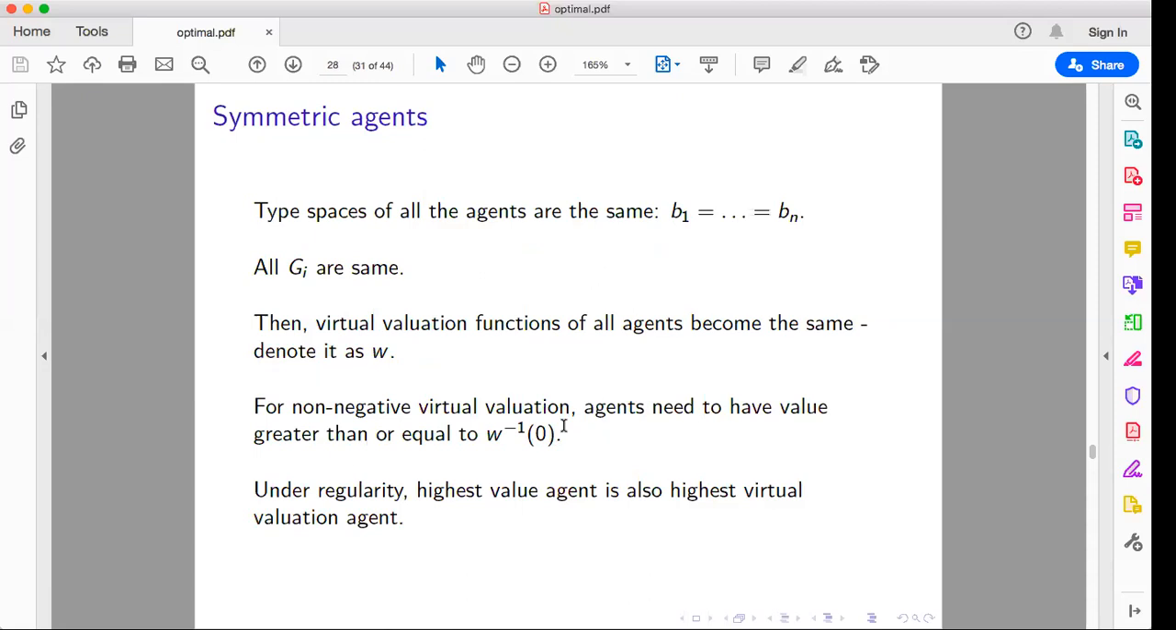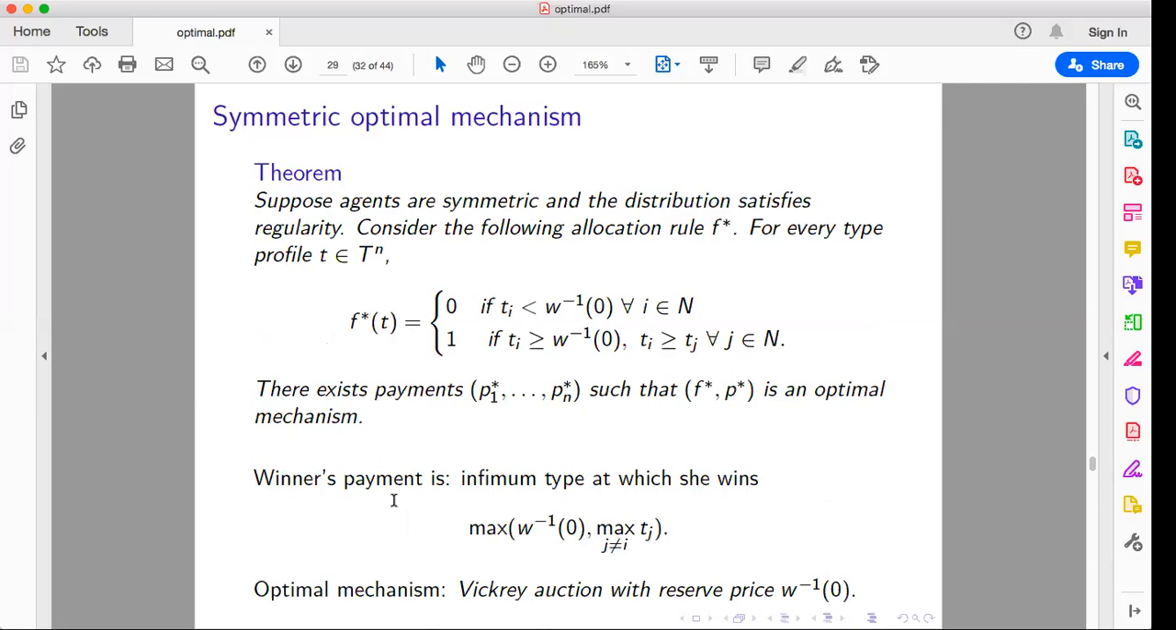Okay, and the payment is basically the loser, of course, pays 0, but the winner pays the least type at which she starts winning. But what is the least type at which she starts winning? Well, first, her type has to be above W inverse 0, the reserve price. Also, it has to beat the highest amongst the other types, which is the second highest type. So that's the infimum type at which she wins. So the payment will be the max of the reserve price and the second highest value.